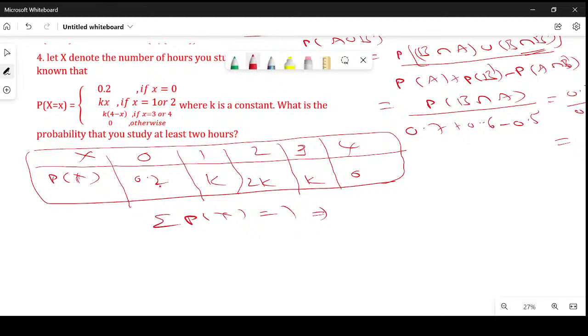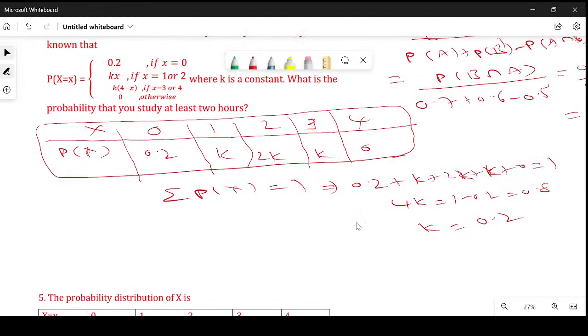The total probabilities add: 0.2 plus k plus 2k plus k plus 0, sum is equal to 1. Now you can simplify. This will be 4k equal to 1 minus 0.2. This will be 0.8. K is equal to 0.2. Okay, k value is 0.2.